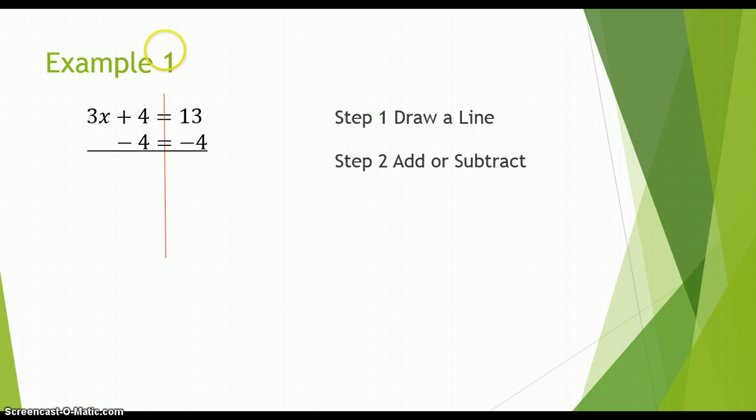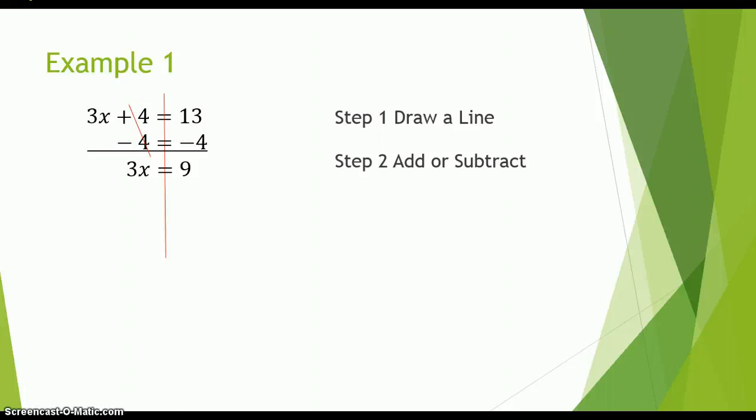And when I do that, I have now created what is also called a zero pair. That means that my 4's cancel out. And on my left, I'm simply left with 3x. And to my right, I'm left with 9, because 13 minus 4 is 9.